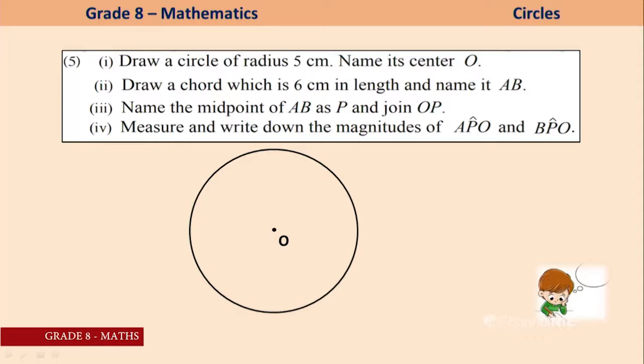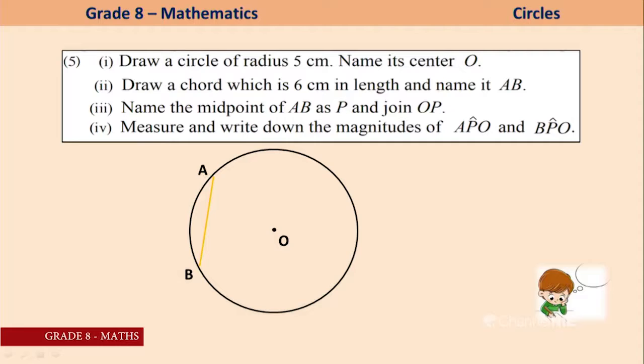The second one, draw a chord 6 centimeters in length and name it AB. Now, you have to draw a chord which is 6 centimeters. How to draw that? You can take 6 centimeters on the compass and keep your compass point on the circle. Then you can draw an arc, and then you can obtain that chord. Then name this chord as AB.